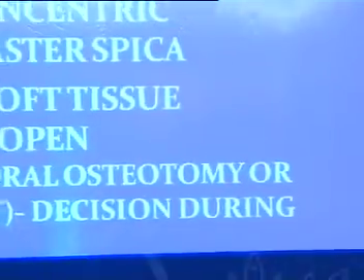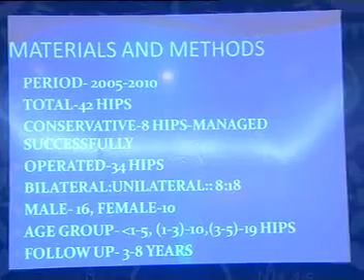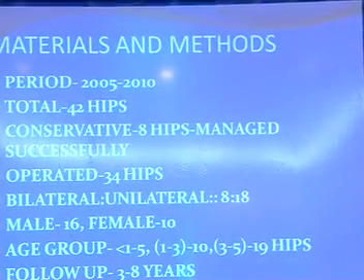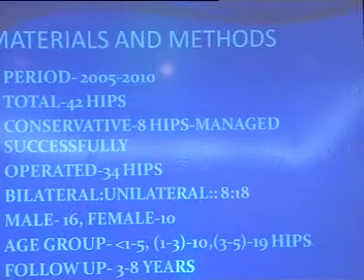Our protocol is to identify the case as early as possible and give them a Pavlik harness. Once instability is detected, the patient is taken to the operation theatre, then arthrography, adductor tenotomy or spica. If there is still instability, then we go for open reduction. We managed 42 hips; 8 hips were managed conservatively and 34 hips were operated by the open reduction method.